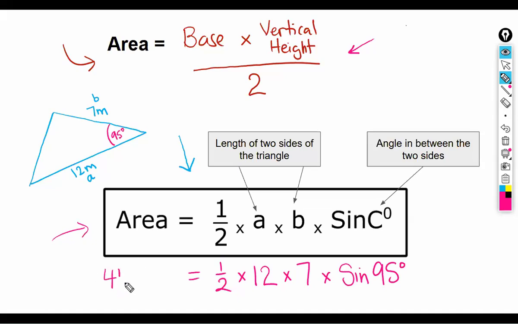And I'm getting 41.84 meters squared, right? Make sure your calculator is on degrees mode, right? So 41.84.